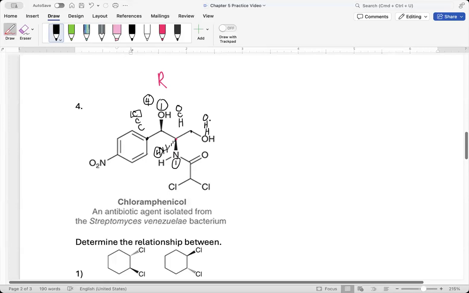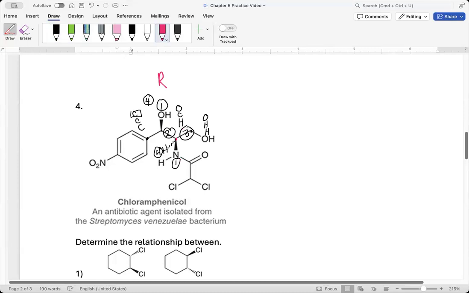The top is a tie. So we look at the highest molecular weight first. The oxygens are a tie. Then we go to the next highest molecular weight. On the left, we have a carbon. On the right, we have a hydrogen. So the left is going to win out. So the left is going to be priority 2, and the right is going to be priority 3.